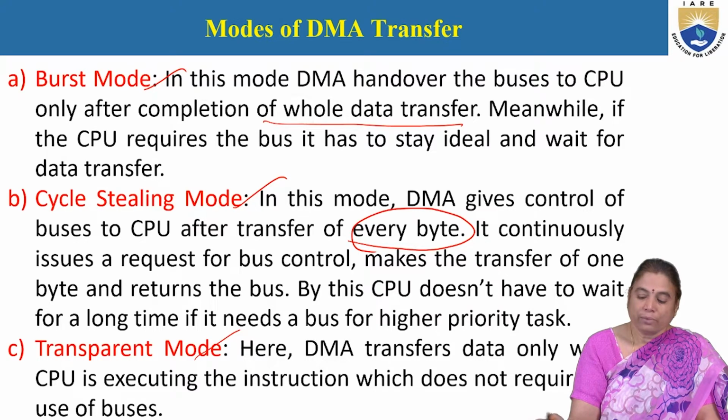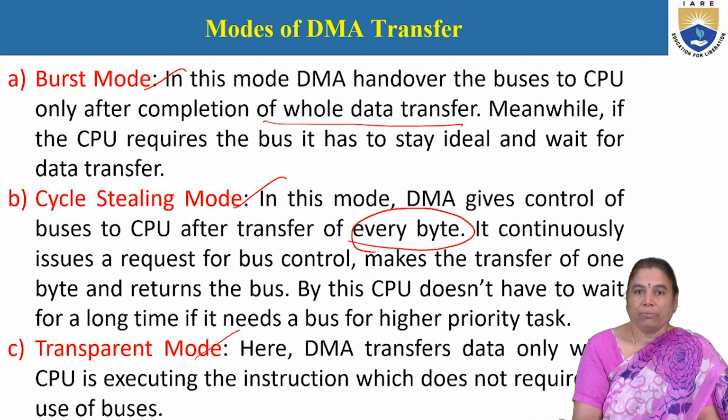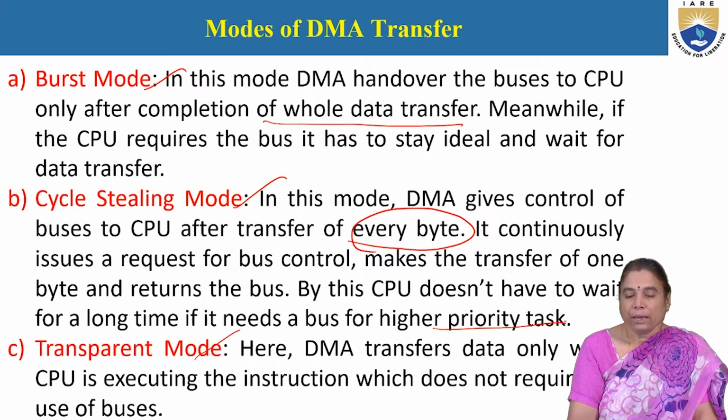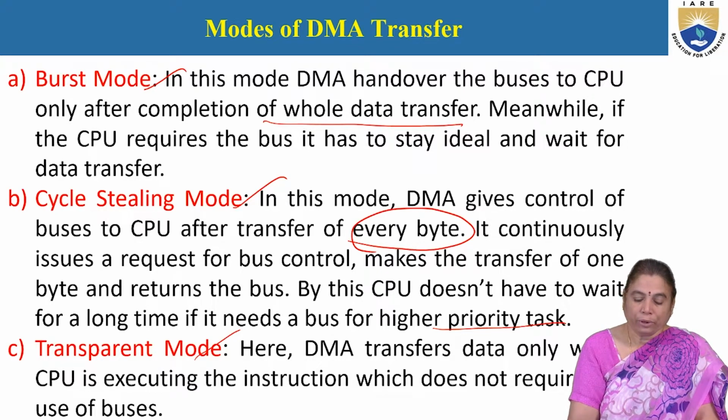But here the CPU does not have to wait for a long time if it needs a bus for a higher priority task. So here a higher priority task can be executed by gaining control of the buses from the DMA controller after every byte of transfer. That type of mode is referred to as cycle stealing mode.